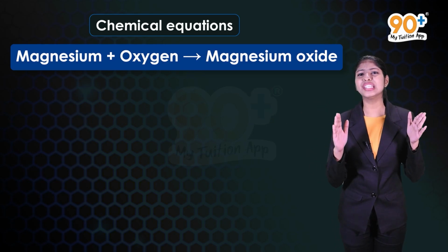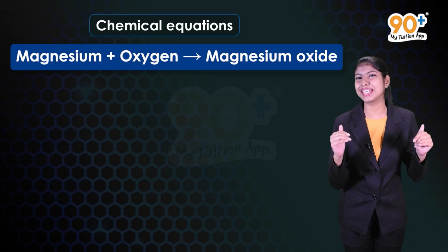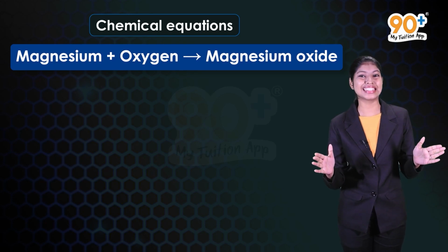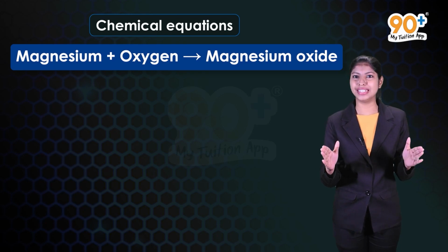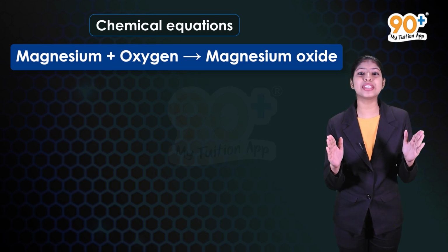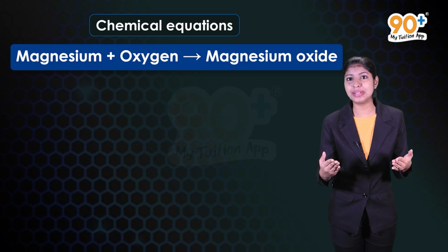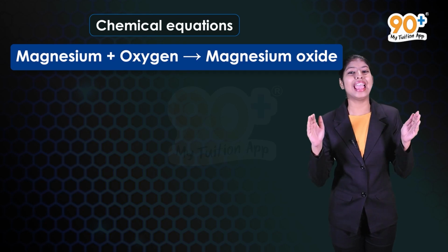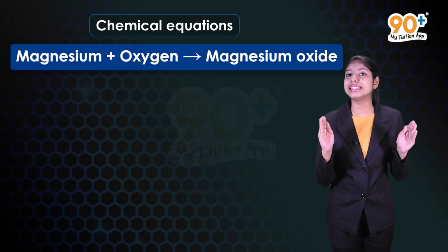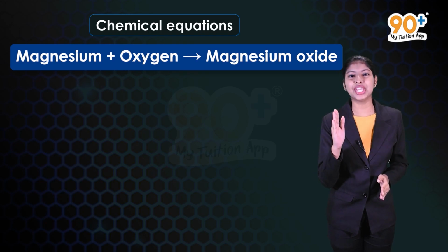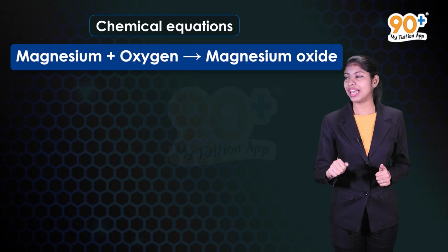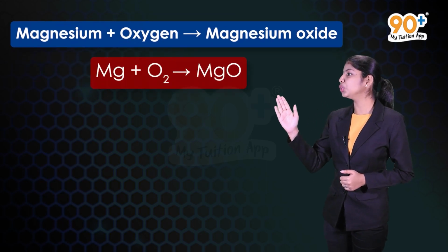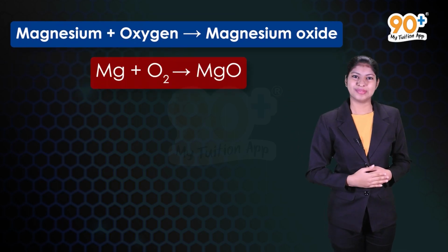Is there any other shorter way of representing chemical equations? Yes, when we use chemical formulae instead of words, we can construct chemical equations that are simpler and more informative. A chemical reaction is depicted by a chemical equation. Therefore, we can write the word equation as Mg plus O2 gives MgO.